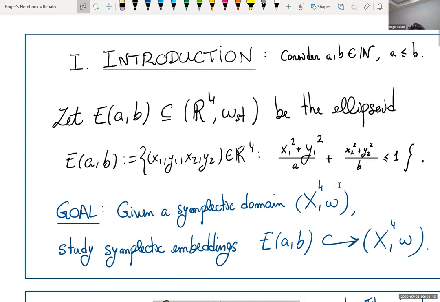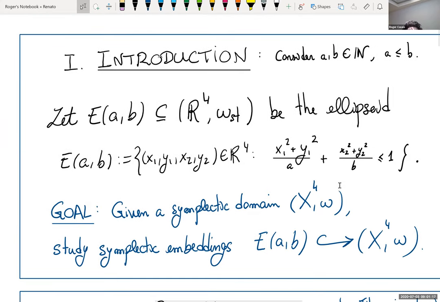So the first thing is to define what we mean by an ellipsoid, specifically a symplectic ellipsoid. For that, we just choose two numbers. So these are A and B. These are the numbers here. So they're going to be the semi-axis of the ellipsoid. And we're going to assume A is less than or equal to B.